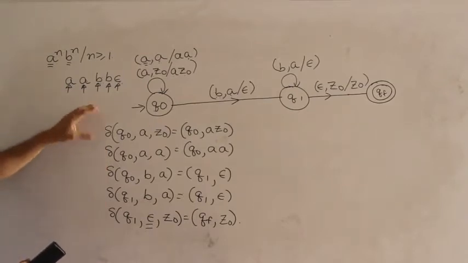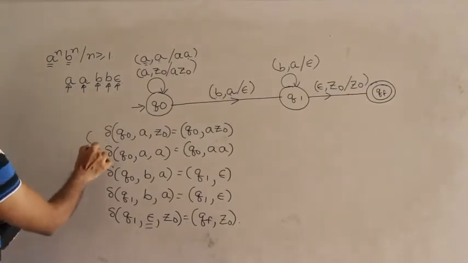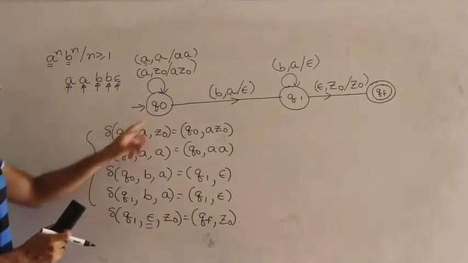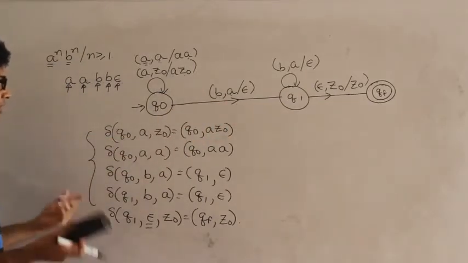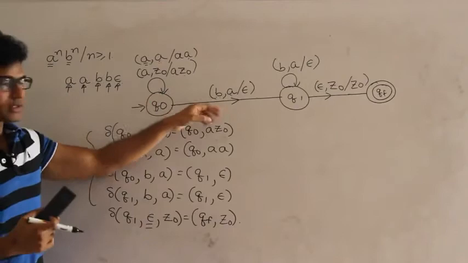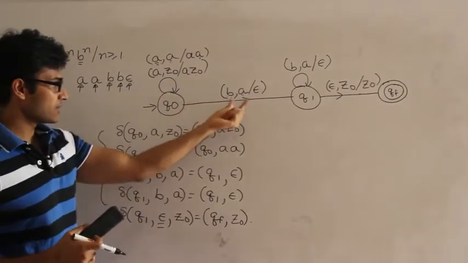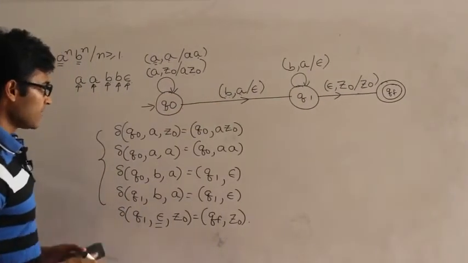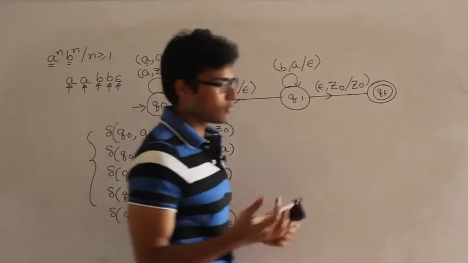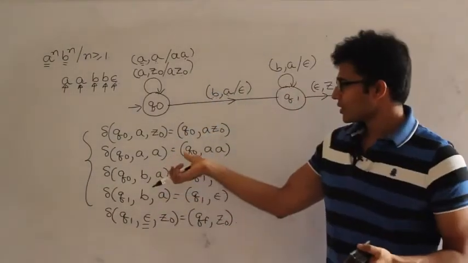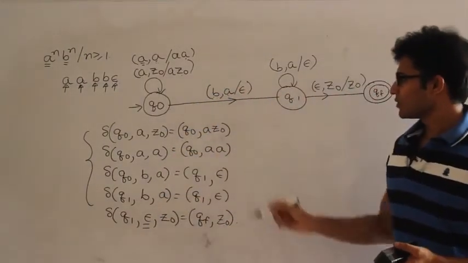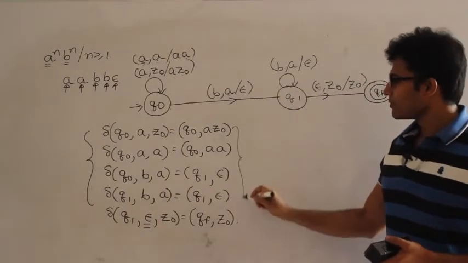Either I could represent the PDA using this transition function, or I could represent the PDA using this state transition diagram. So you can follow anything. In all my examples I am going to use this state transition diagram to represent the PDA. So it is up to you. If you like this you can follow this, or if you like this you can follow this. Okay, so both are valid methods.